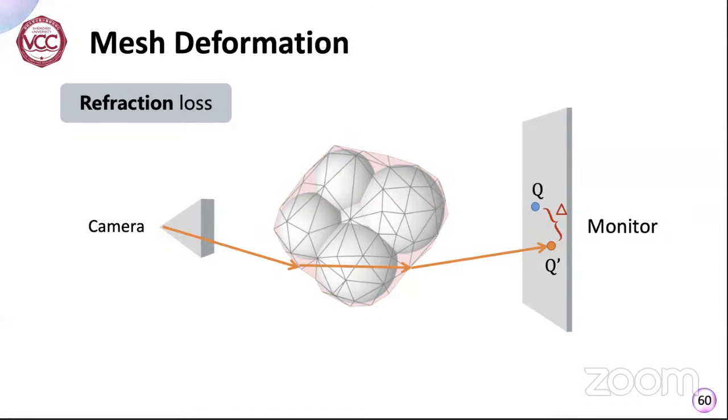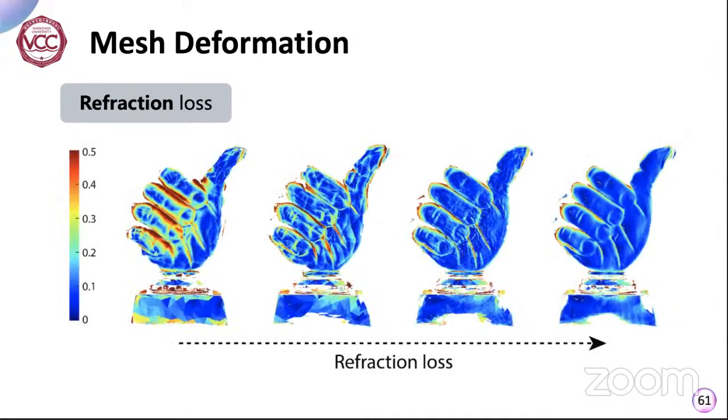So the points Q and Q prime are generally at different positions because of the difference between the reconstructed mesh and the real object, right? So this refraction loss is defined to minimize the distance between Q and Q prime. Very intuitive. Then we can see that as this refraction loss decreases during the optimization, the mesh better matches the environment mapping and reproduces more accurate light transport.